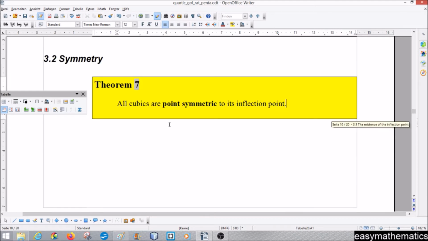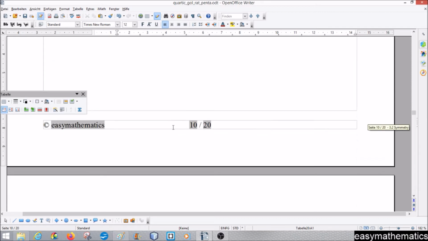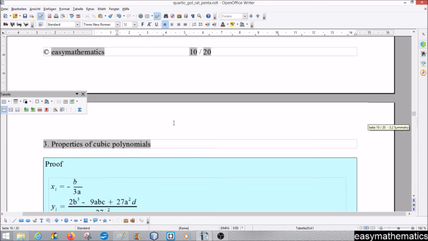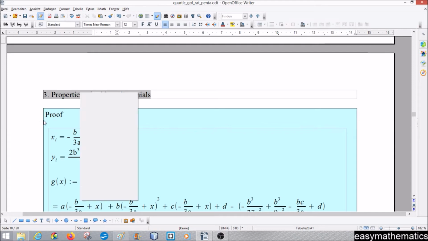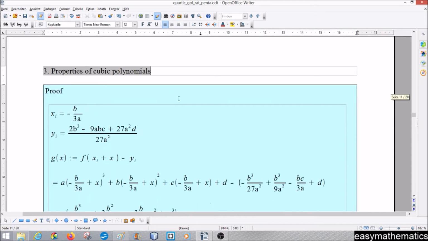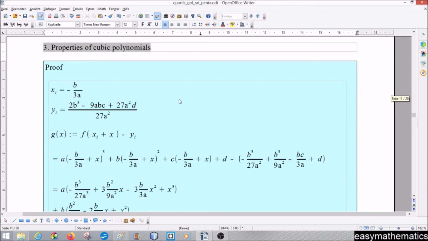We prove this: we shift our general cubic, we shift the coordinate system to the inflection point, and we show that all exponents of the new equation are odd, and therefore it's point symmetric. Okay. There is a download link in the video description. I will not go through all the details of the proof. If you want to see it detailed, please download the document.